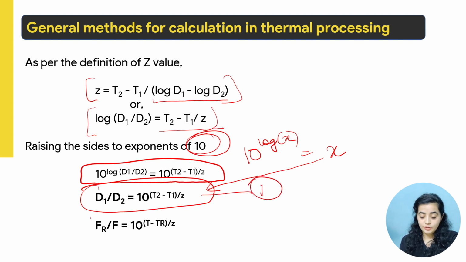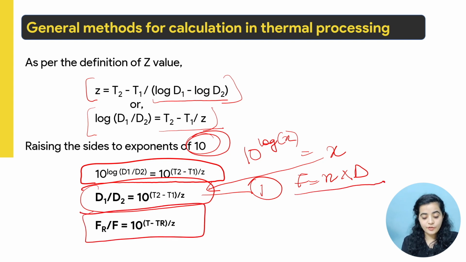And now we know that F is equal to the reduction factor times D. So F is directly proportional to the decimal reduction time. So substituting that, we get FR upon F is equal to 10 raised to power T minus TR upon Z. This is the second formula.